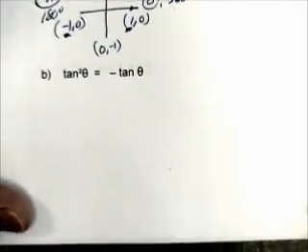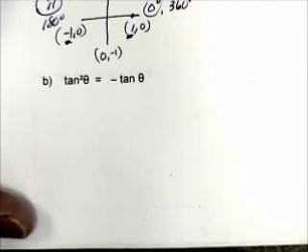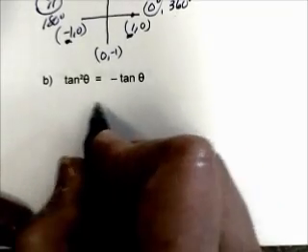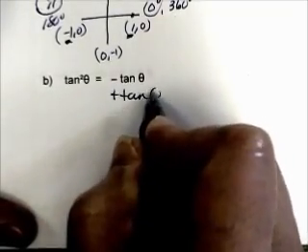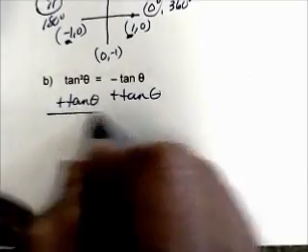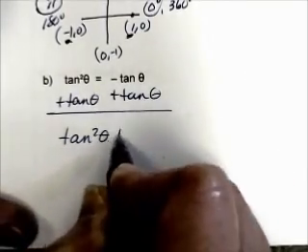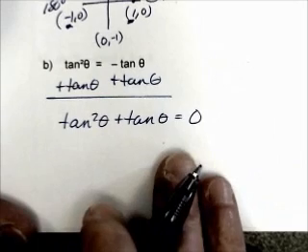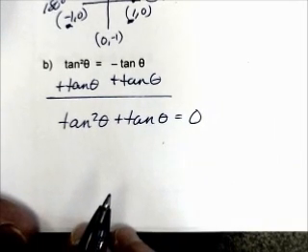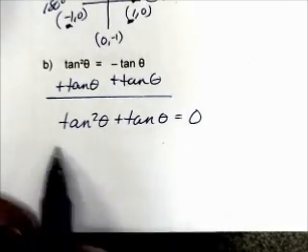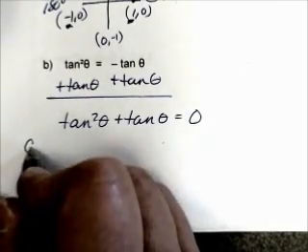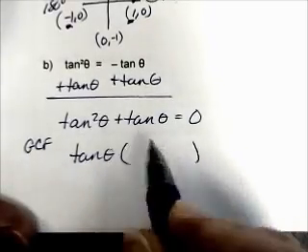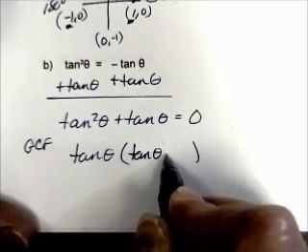For B, we have tangent squared theta equals negative tangent theta. Okay, so let's bring these over onto the same side. So I add tangent theta to both sides. So we have tangent squared theta plus tangent theta equals 0. Quadratic in standard form, it's not 3 terms, it's only 2. Look, there's a GCF, right? Factor out that GCF. Tangent theta is common, and inside parentheses, tangent theta plus 1.